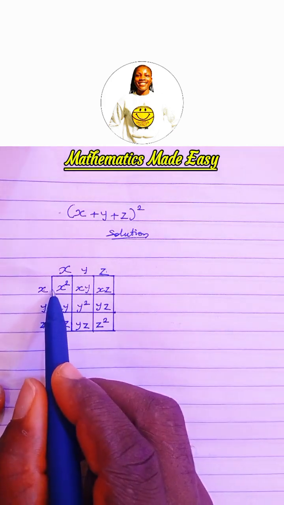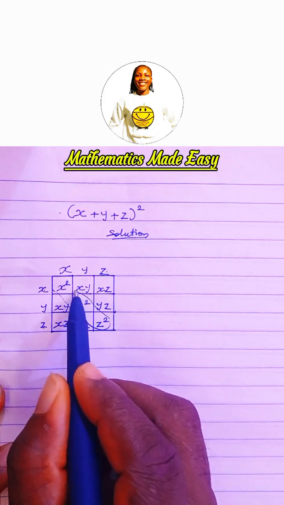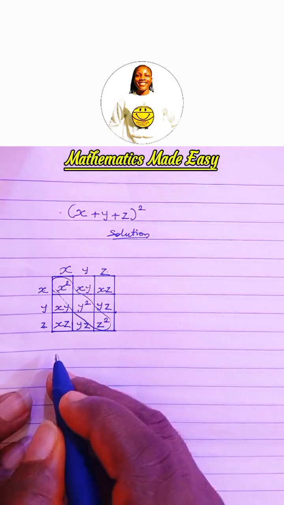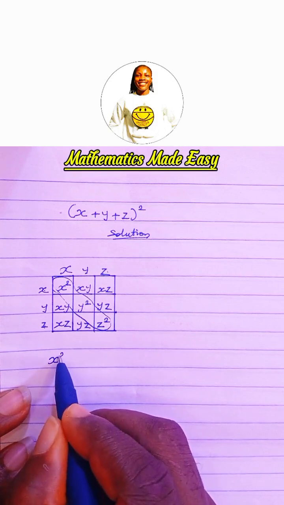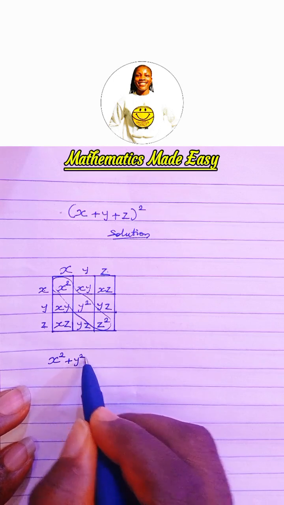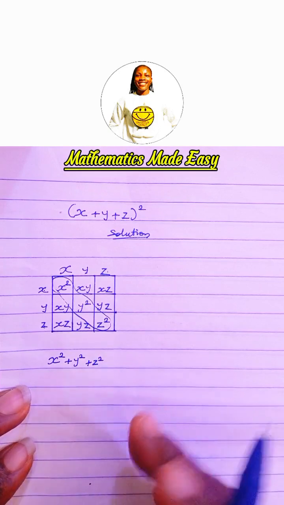All right. Now what we are going to do, let's write out the ones we square. That is these ones. We are going to write them out. We are going to have x square plus y square plus z square.